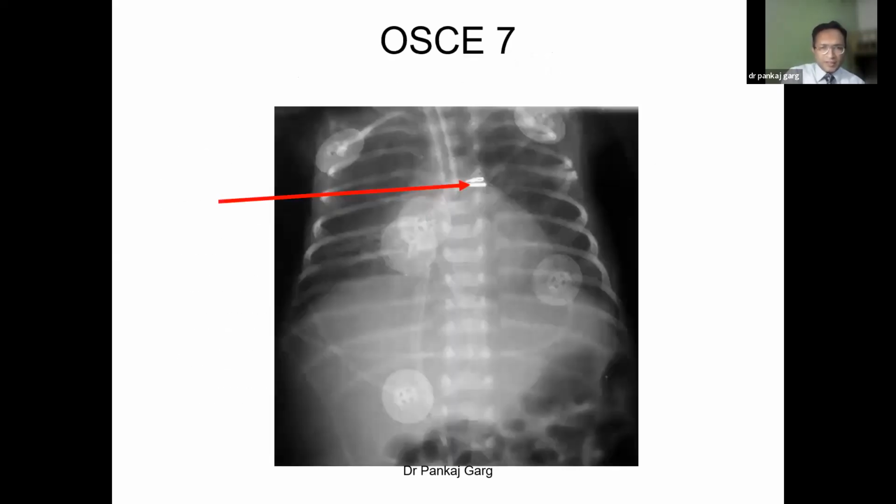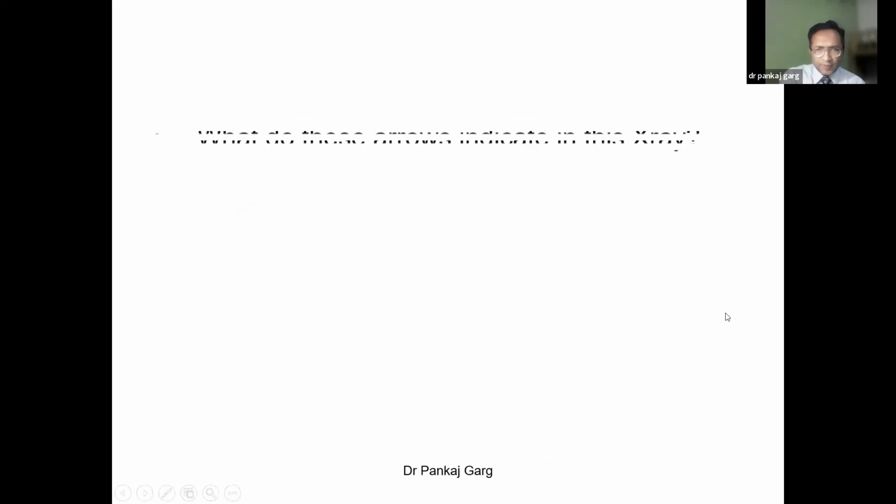You can see this film. Look at these two metallic things which are pointed out by this arrow. Okay, have you seen the X-ray? Now the question. What do these arrows indicate in this X-ray? What are these arrows?